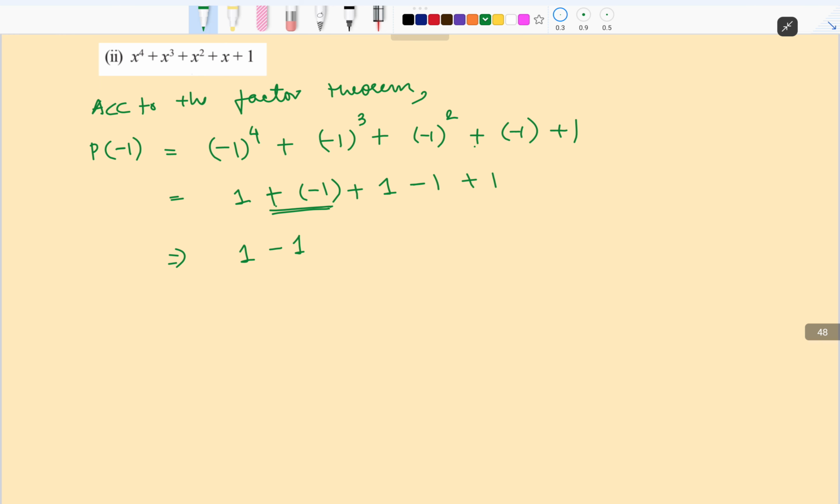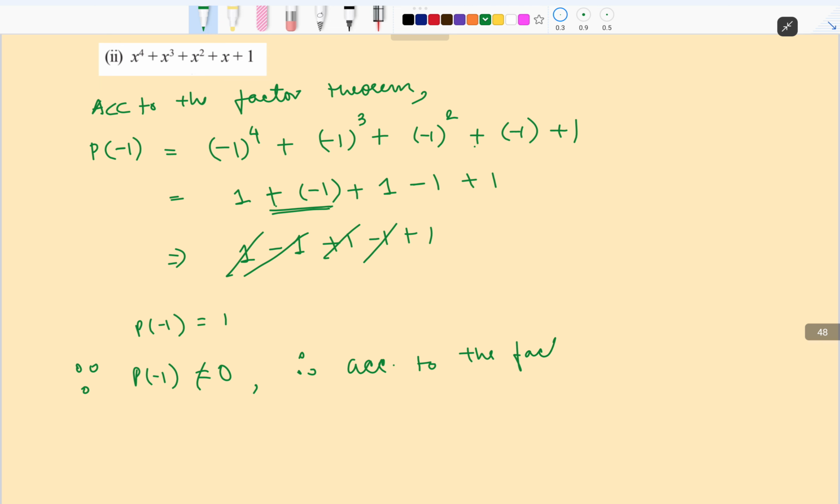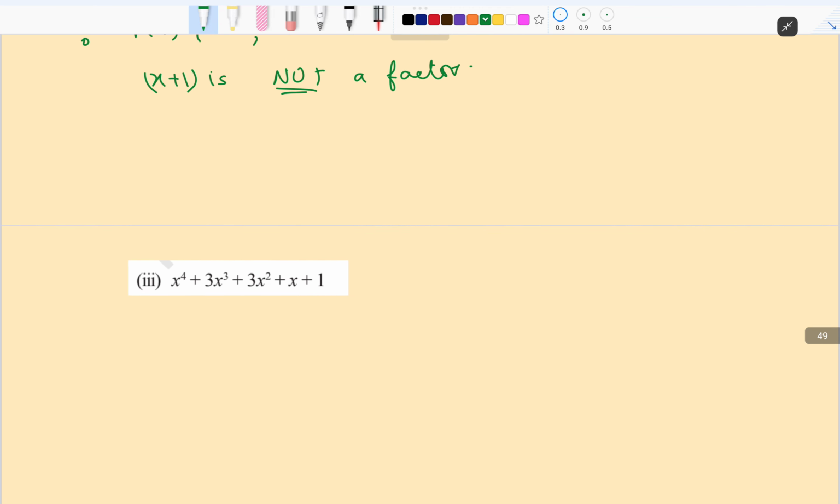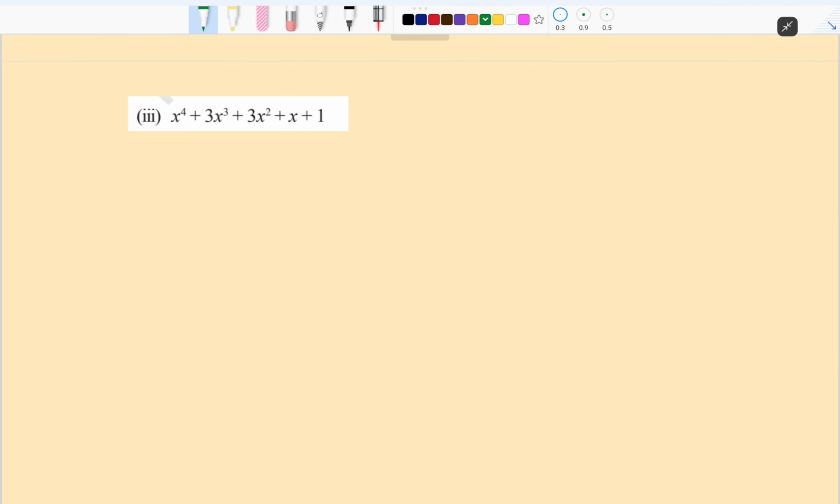I am opening the brackets here. Plus 1 minus 1 plus 1. Plus 1 minus 1 cancels out. Plus 1 minus 1 cancels out. So my p of minus 1 is equal to 1. Since p of minus 1 is not equal to 0, therefore, according to the factor theorem, x plus 1 is not a factor. Clear? Let's look at the next question, and we have to do all these questions the same way, right?